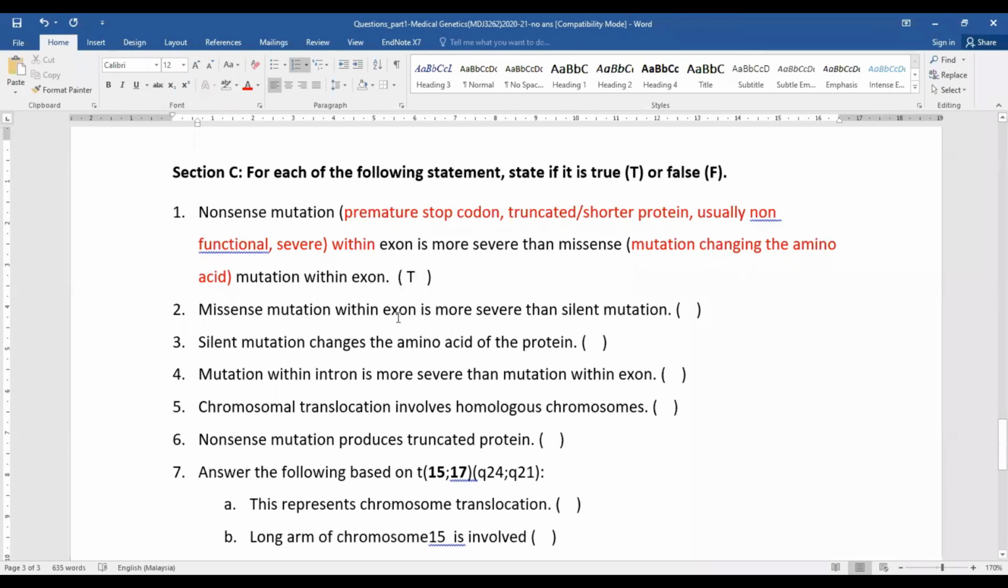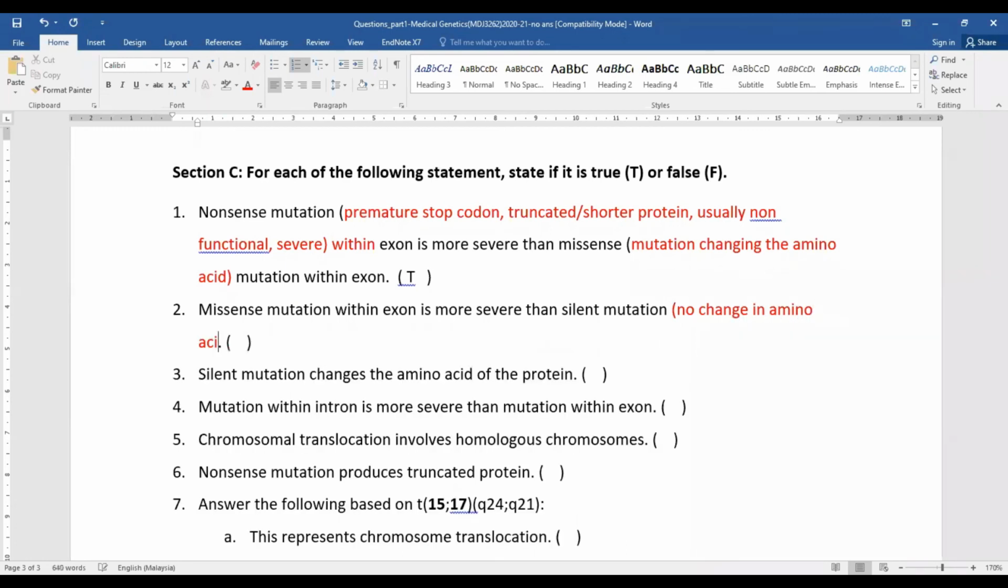Missense mutation within exon is more severe than silent mutation. Silent mutation means, what is that? It's so quiet, silent. Silent means no change in amino acid. It's just like no mutation at all. Whereas missense mutation is changing of the amino acid. So, of course, it's more severe than when there is no mutation. True.